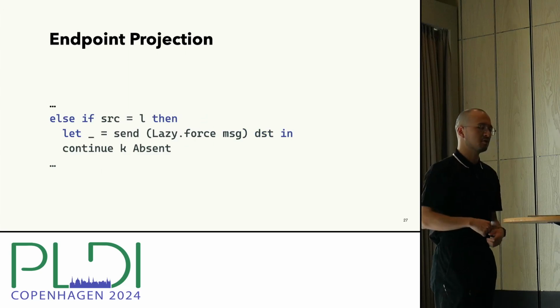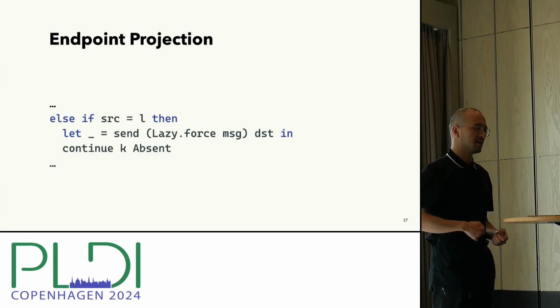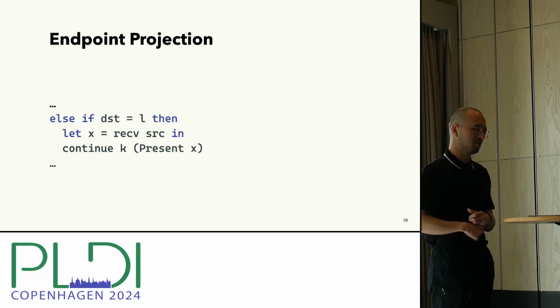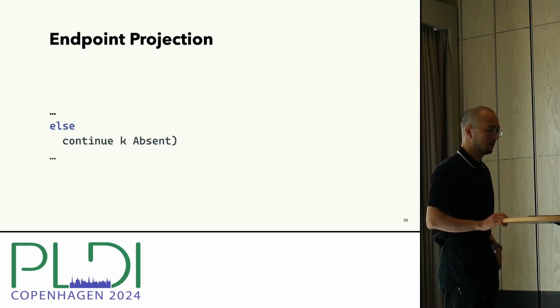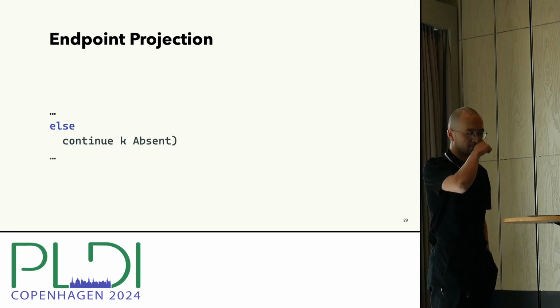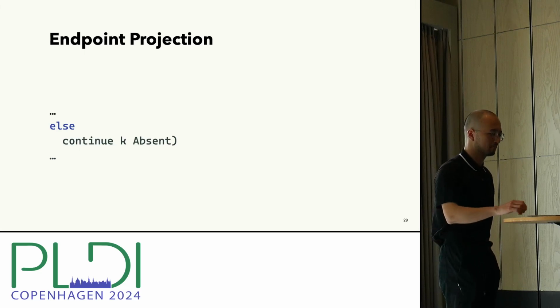If the target location is equal to the sender, we handle this as a send. We send the forced message and continue with the absent located value. If the target location is only equal to the receiver, we handle this effect as a receive. We call the receive function, get a result, and continue the rest of the program with that. Finally, if the target location is not equal to either the sender or the receiver, we handle this effect as a no op. We continue the rest of the program with absent located value.